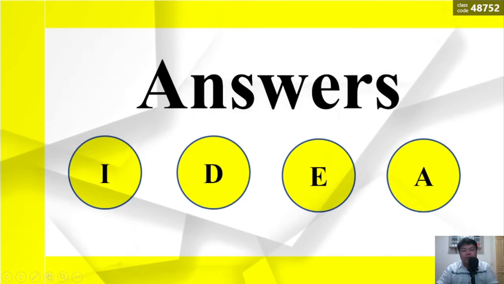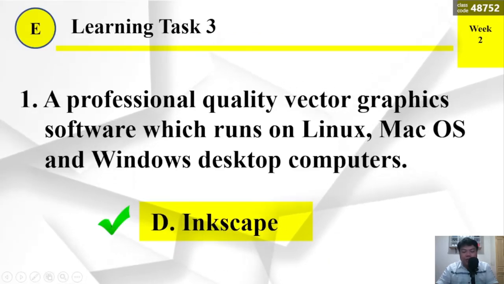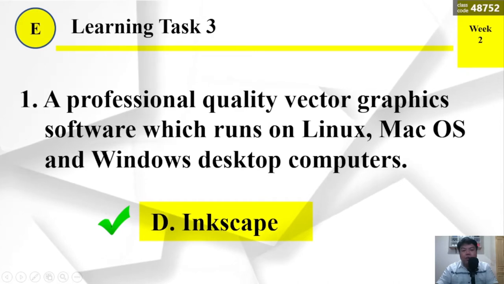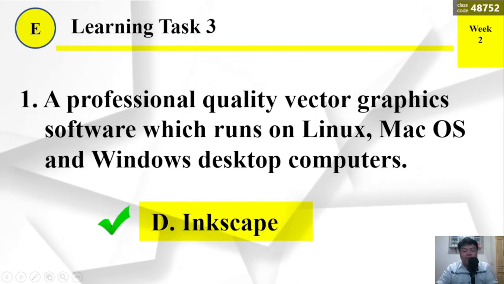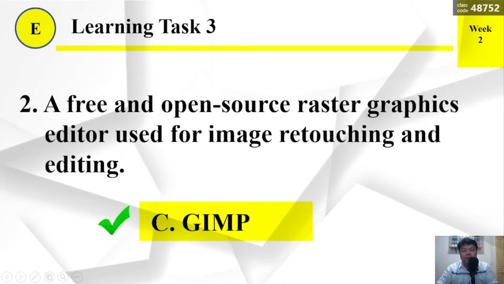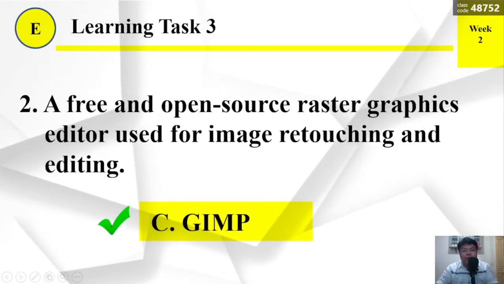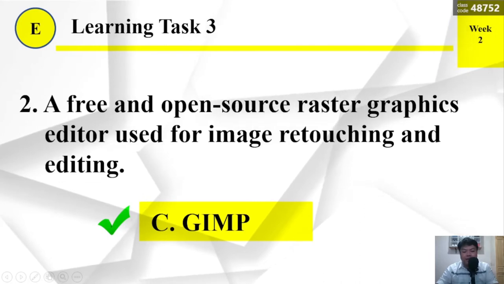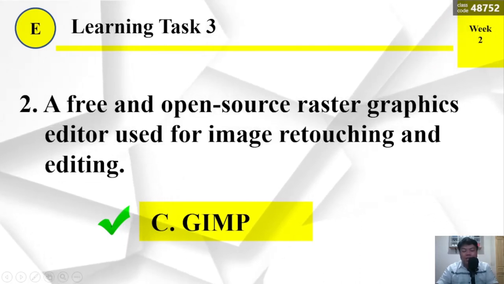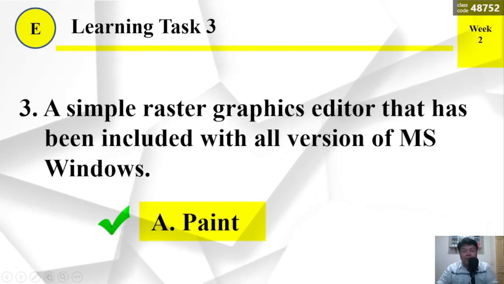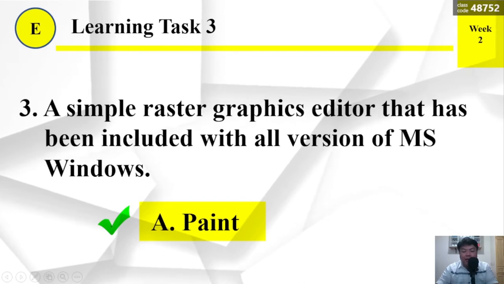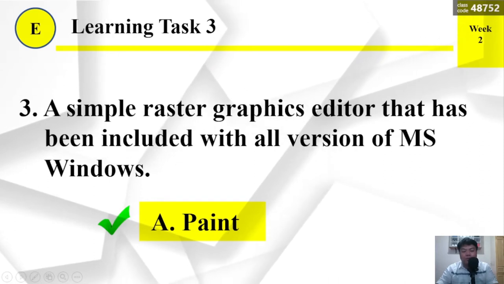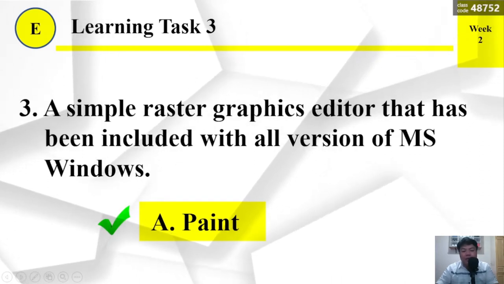Here are the answers. Number 1. A professional quality vector graphics software which runs on Linux, Mac OS, and Windows desktop computers. The answer is letter D, Inkscape. Number 2. A free and open source raster graphics editor used for image retouching and editing. The correct answer is letter C, GIMP. Number 3. A simple raster graphics editor that has been included with all versions of MS Windows. The correct answer is letter A, Paint.